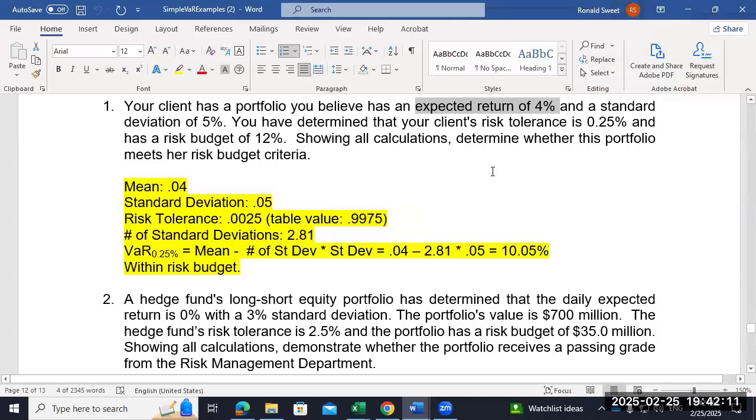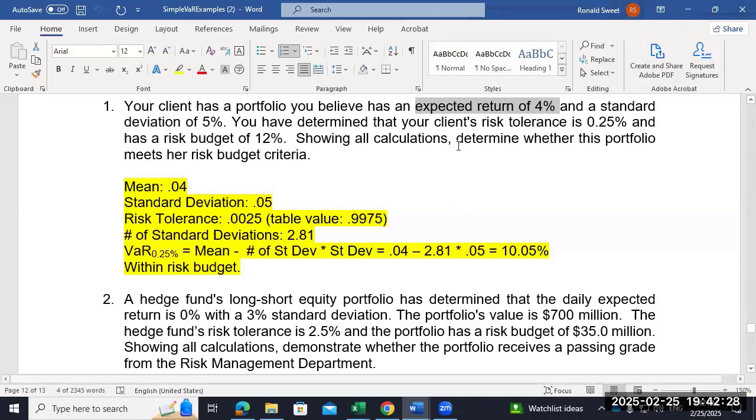Expected return and mean are the same thing. And if it's a normal distribution, the mean, the median, the expected return, they're all the same. Why do we call it expected return? I don't know. How often do we expect to make exactly 0.04? Never.